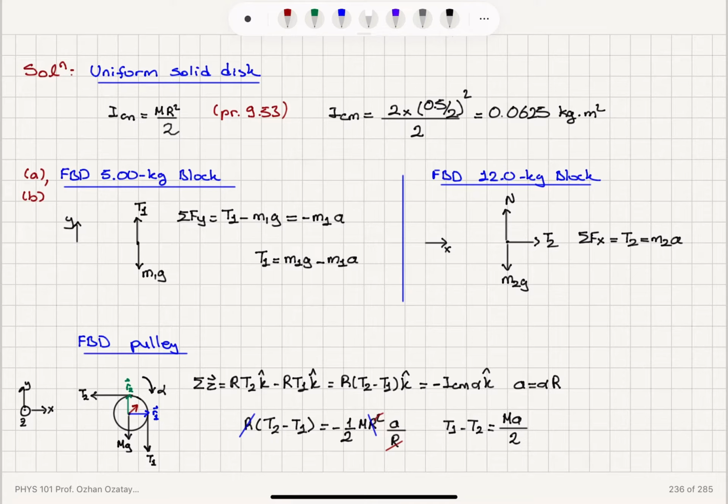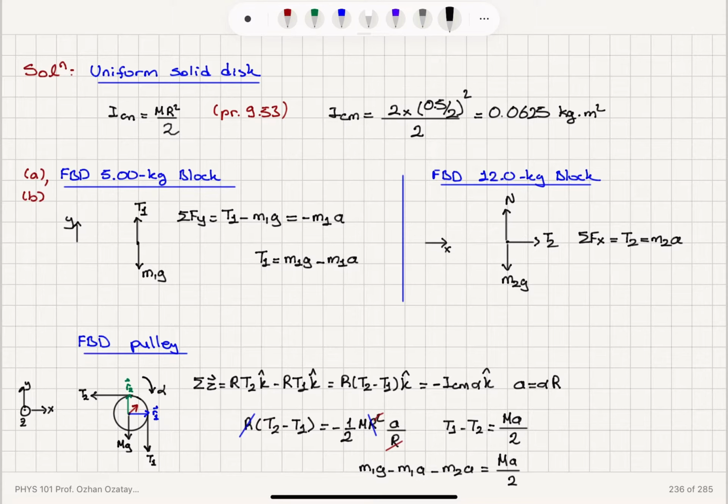Now let's recall T1 is M1G minus M1A, so we have M1G minus M1A, and T2 is equal to M2A, minus M2A is equal to capital MA over 2. The mass of the pulley times acceleration divided by 2.